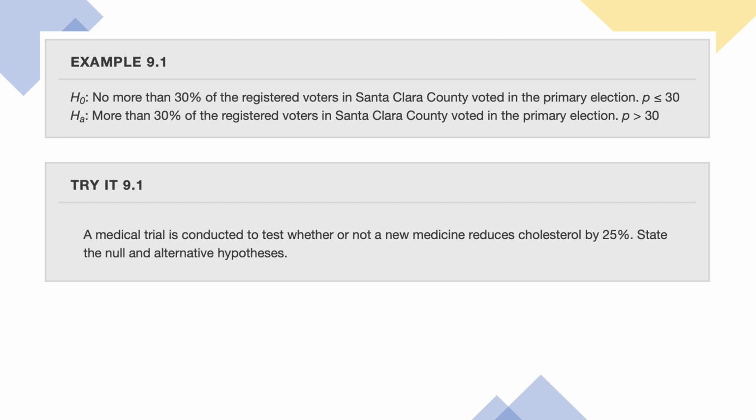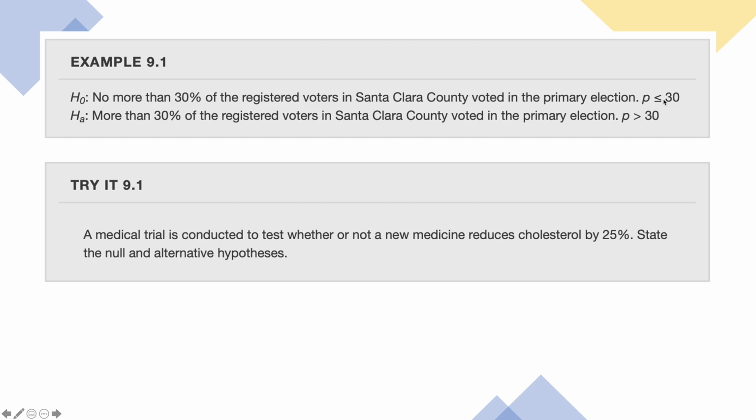So, the null hypothesis will be that no more than 30% of the registered voters in Santa Clara County voted in the primary election. The way I would write that is P is less than or equal to 30. That is the way we say no more than 30%. Notice there is an equal sign in the null hypothesis. The P is less than or equal to 30.